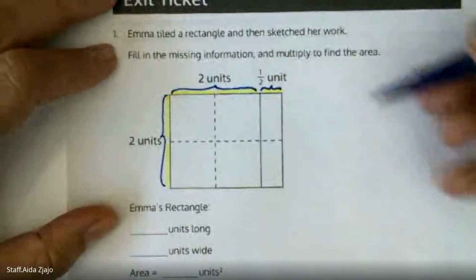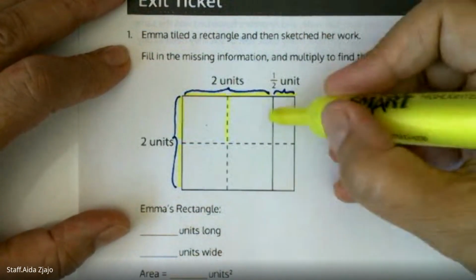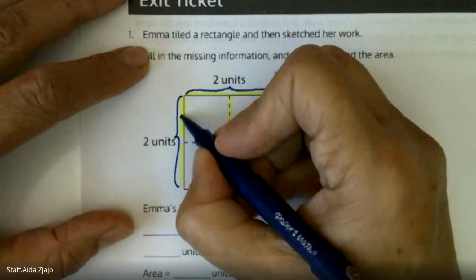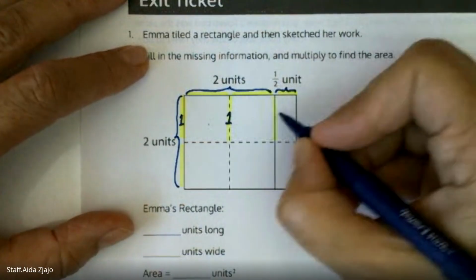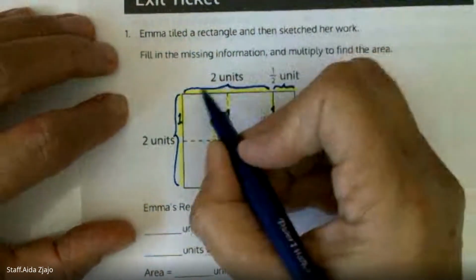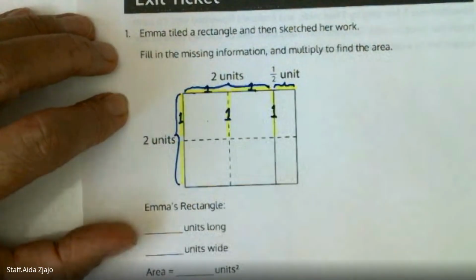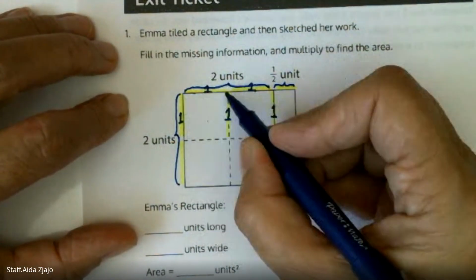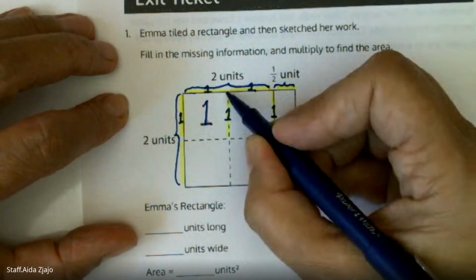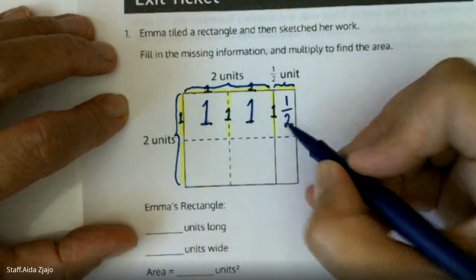And again, if you look at parallel lines, if this is 1, so is this line here, and so is this one here. So if you label this to be a 1, then you can label this one also to be 1. Now, if this is 2 units, this one is 1 and this one is 1. So length times width, 1 times 1 is 1, and again 1 times 1 is 1, and 1 times half is a half.